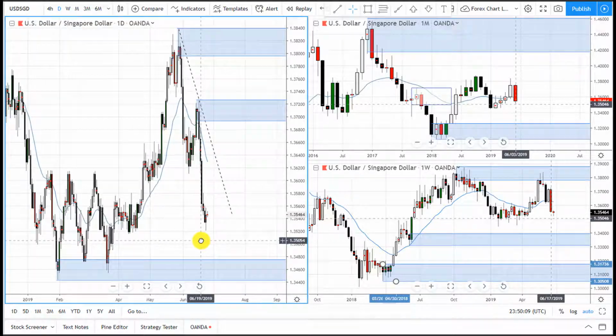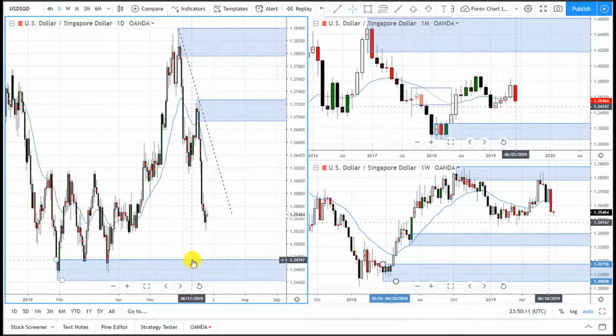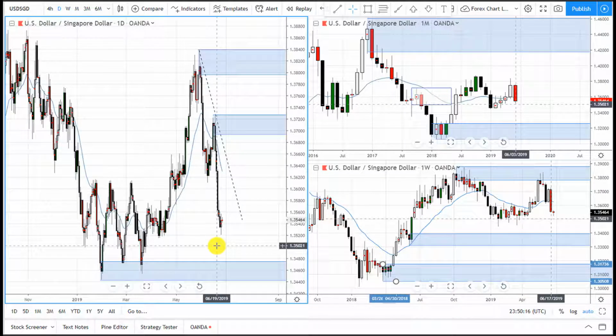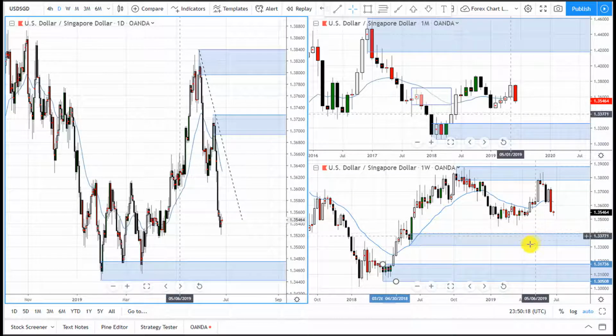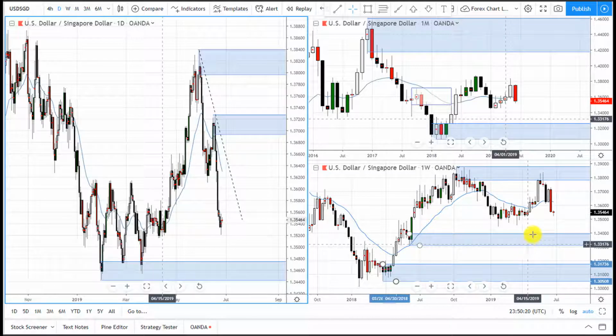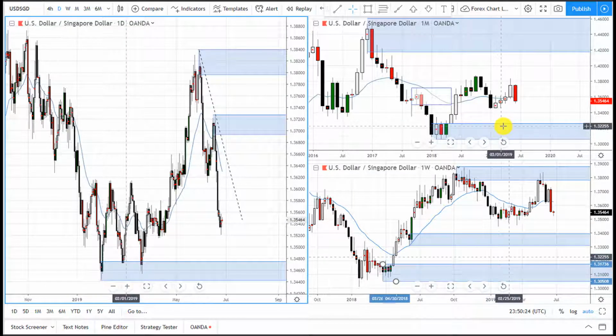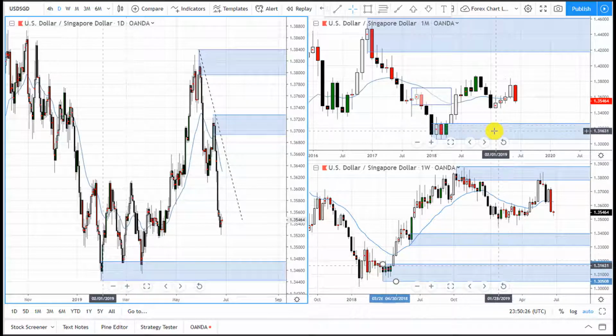So I would say short bias on this until it reaches the first daily demand zone and then the second weekly demand zone, which is way further down. And if it breaks this too, then we want to go long on the monthly demand zone. Okay, that is the analysis on US dollar versus Singapore dollar.